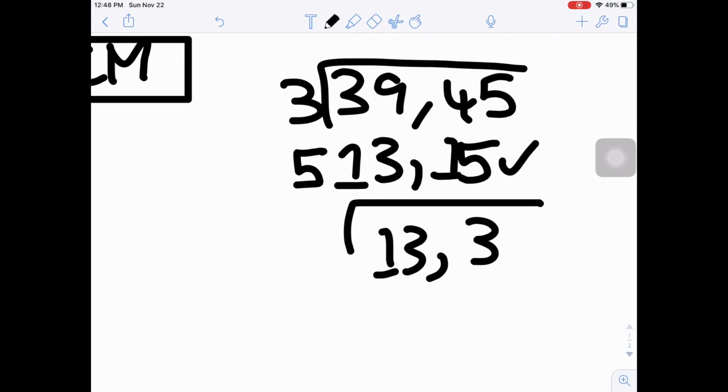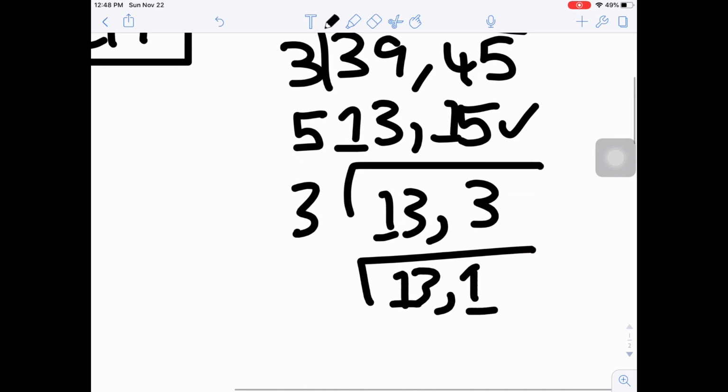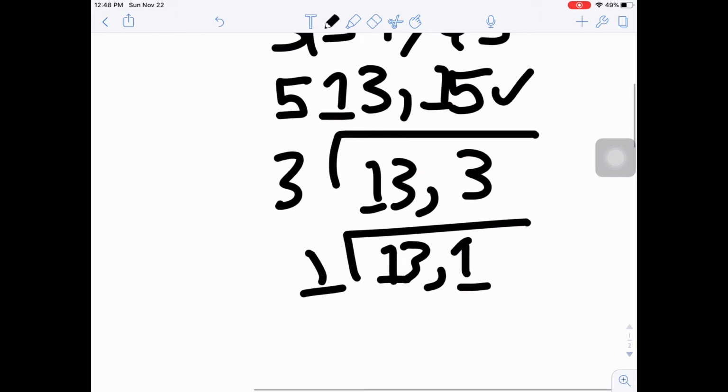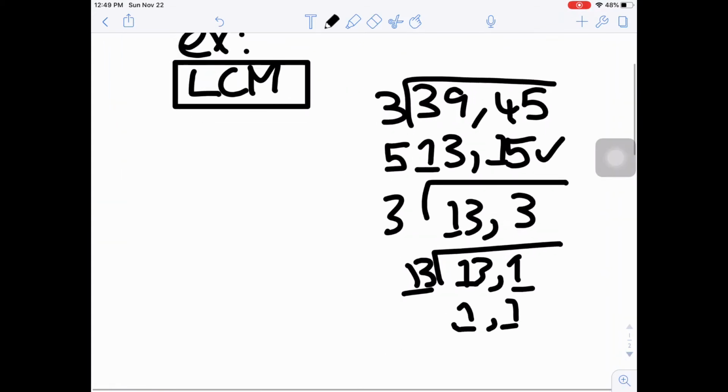So now 15 divided by 5 is 3, and 13 carries forward. 13 is a prime number, so for 13, you just divide 13 by 13. 3 is a prime number as well, so 3 divided by 3 is 1, and 13 divided by 13 is 1. So your goal here is to get it to 1.